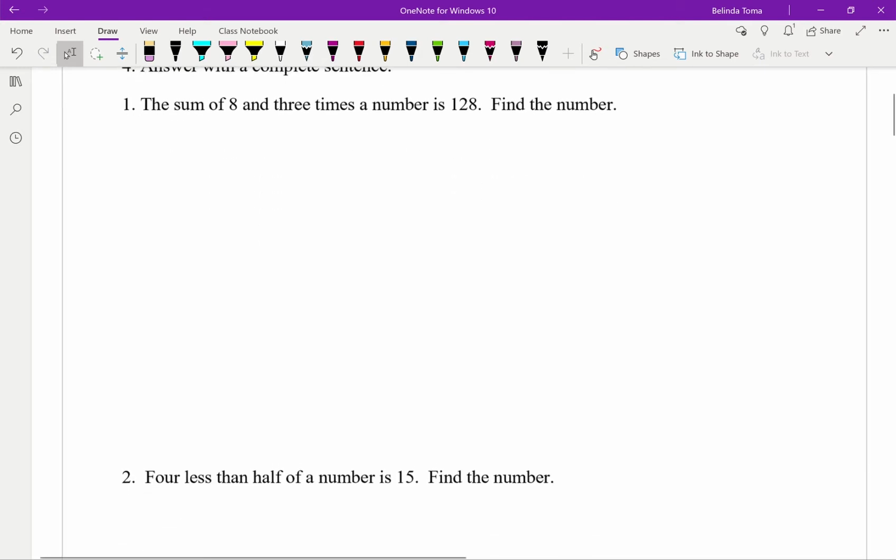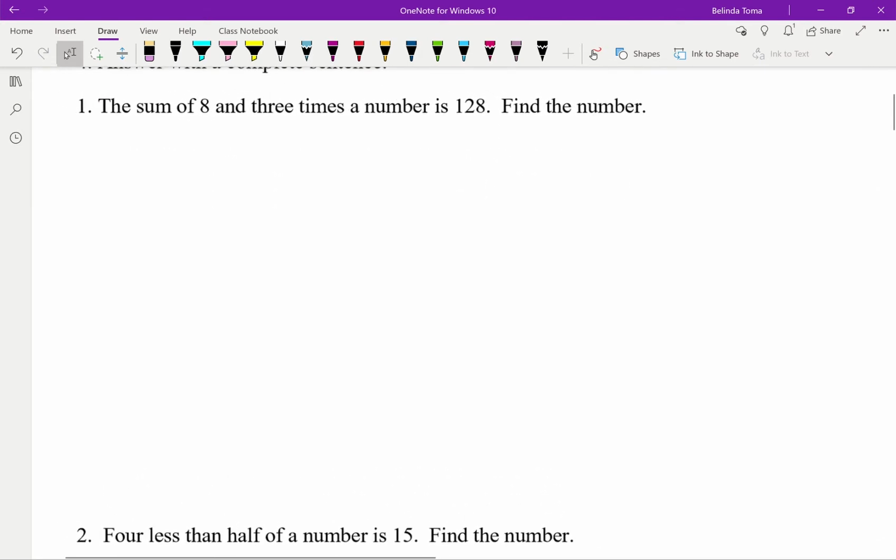So our first question: the sum of 8 and 3 times the number is 128. Find the number. So when I see the phrase find the number, I know that my unknown, or what I'm looking for, is the number. So it's easy to define my variable. I want to remember my translating skills, of course.